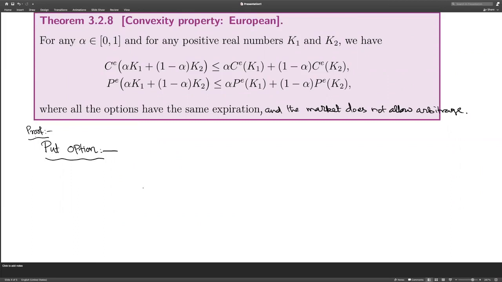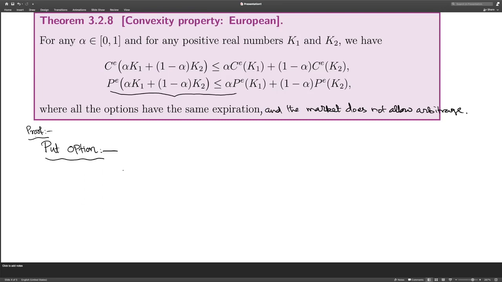Finally, to complete the proof of the convexity property, we still have to prove the inequality for the put option. One can prove the inequality by constructing an arbitrage portfolio as we have done for the call option case. There's also another way of proving this inequality, which is relatively simpler, that is using the put call parity result. Let me give you the proof using the put call parity result and leave the other method, constructing the arbitrage portfolio, as an exercise.